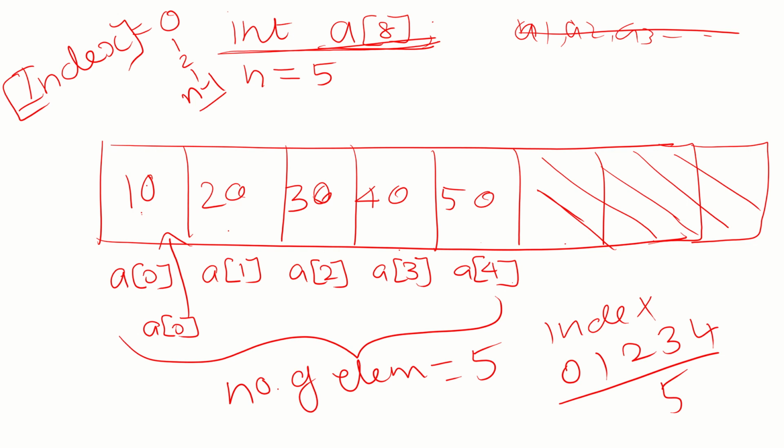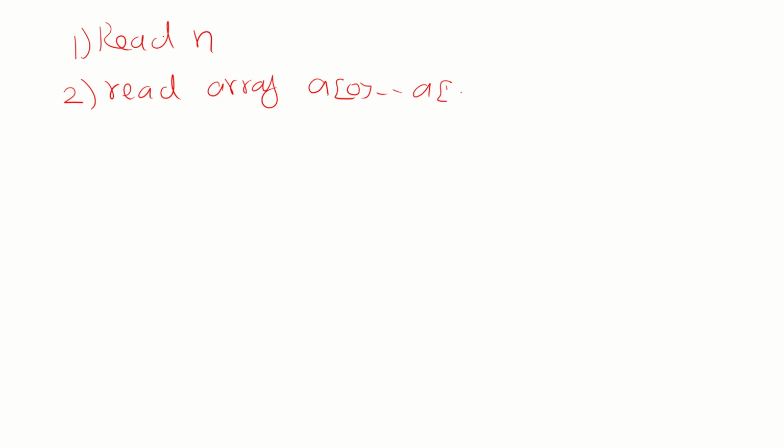Normally we use a for loop to access the elements. Now the program is, we have to search for an element in an array. So first you have to read the value of n. Then we are going to read the array, that is A of 0 etc. up to A of n minus 1. Then we should know the element to be searched.